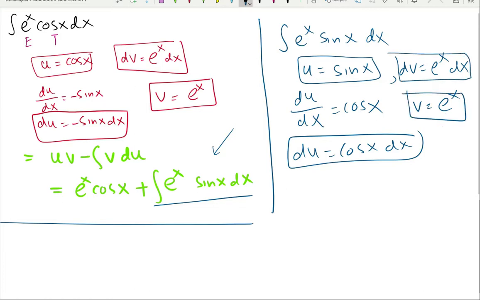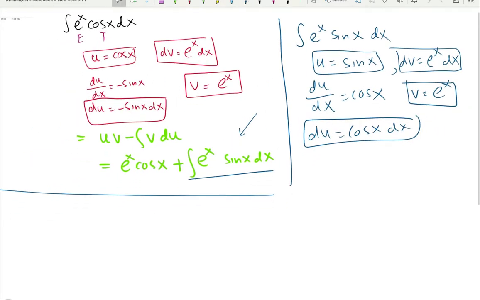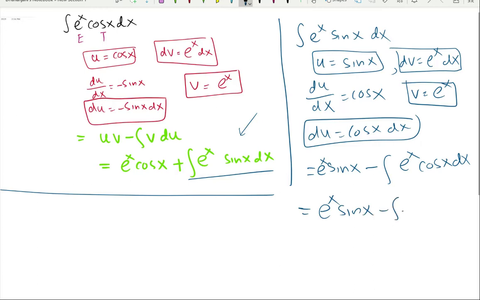Alright, now here the formula is again uv minus the integral of v du. So u is sine x, v is e to the x, so let's write it here, e to the x sine x minus, v is e to the x, du is cosine x dx. So what we have is e to the x sine x minus the integral of e to the x cosine x.